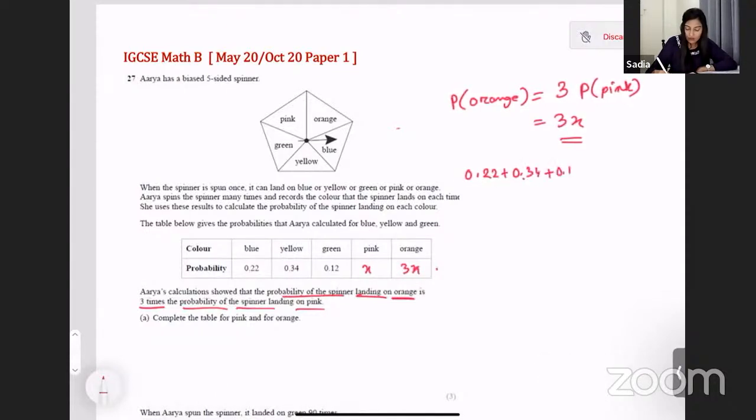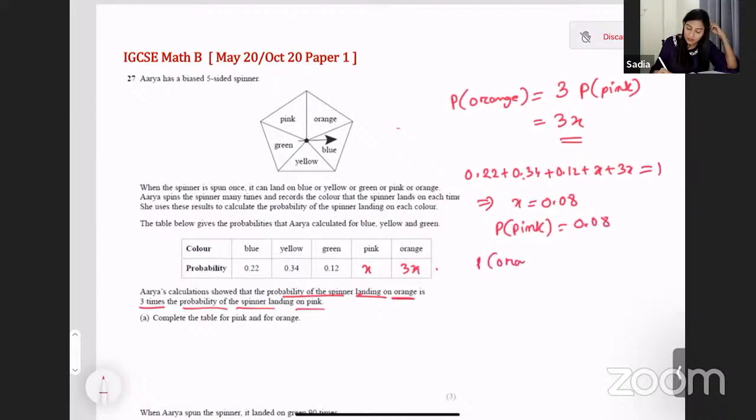0.22, 0.34, 0.12, x and 3x. That should be equal to 1. Solving this will give us the value of x, which is 0.08. So this is the probability for what? Pink. So the probability of pink is 0.08 and the probability of orange is 3x, so 3 into 0.08, that's 0.24. I will include these values in this table.